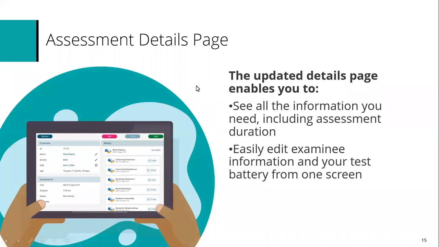And then the updated detail page. So once you select your student, this is what the new student page looks like. You'll see all the information you need, including the assessment duration, right on that screen. Before, you had to select the assessment, you had to go into the edit button, and that just brought up your test for editing. And now it's all found on one screen.